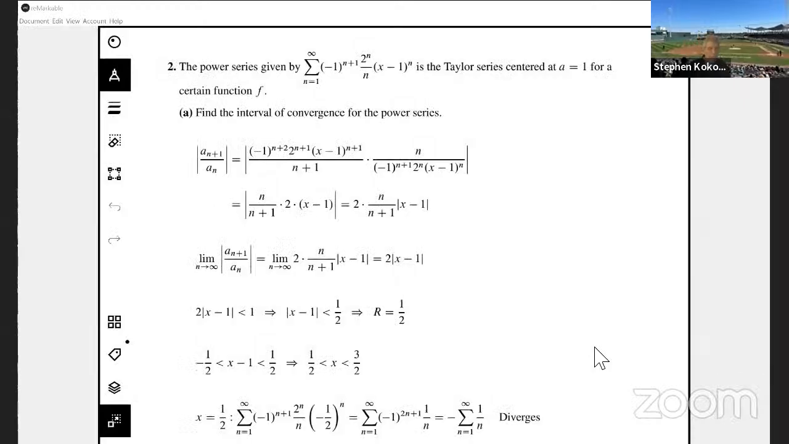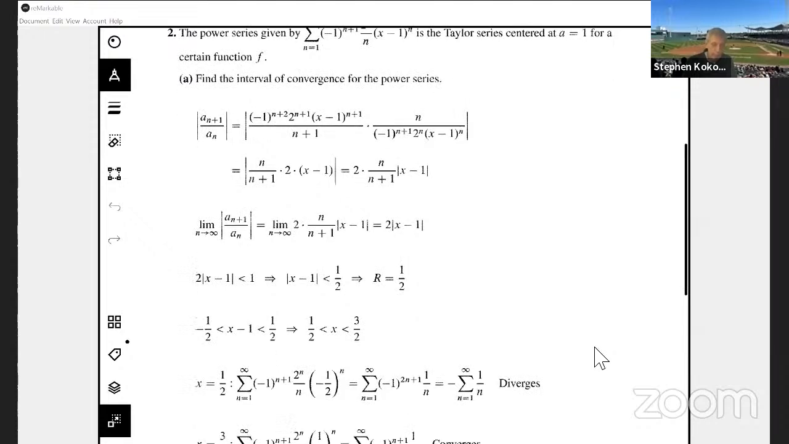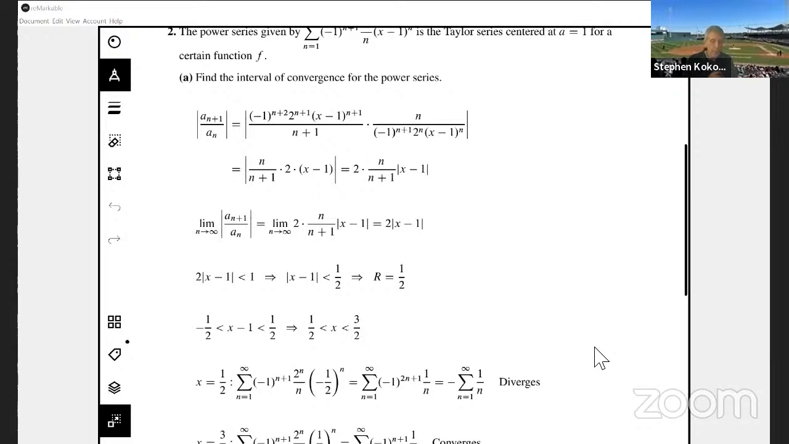All right, Curtis, here we go. Beautiful. All right, so question number 2 has several parts, and the first part, A, is very similar to what we've done in number 1. We have a power series given by this expression, and it is the Taylor series centered at a = 1 for a certain function f. So the first thing we're going to work on is to find the interval of convergence for this power series, and we're going to proceed in the same way we've set you up for by looking at problem number 1.